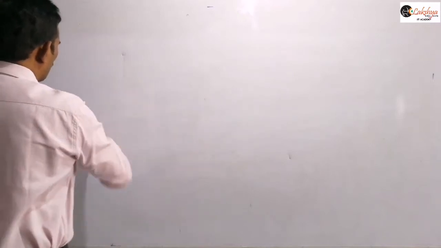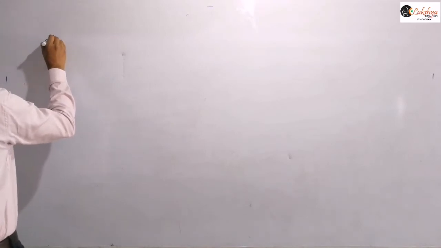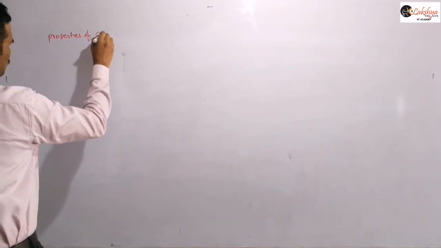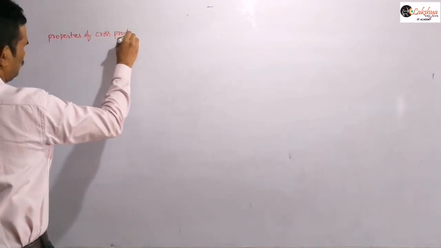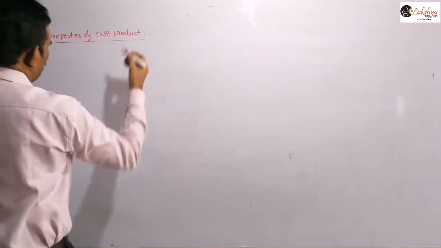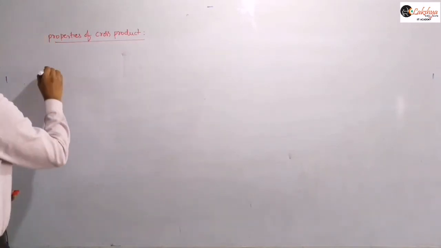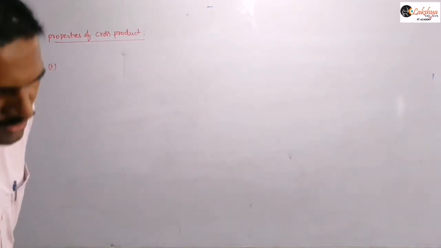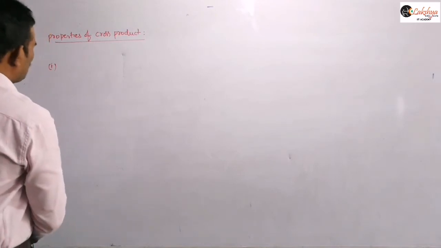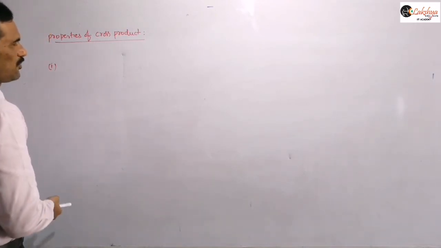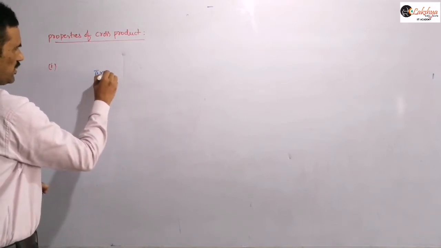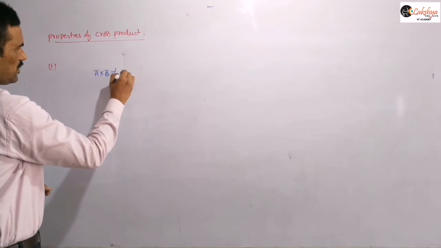So next let us see these properties. Properties of cross product. So the first property we can write is about the commutative law. We discussed already about this commutative law. Cross product doesn't obey the commutative law because A bar cross B bar is not equal to B bar cross A bar.